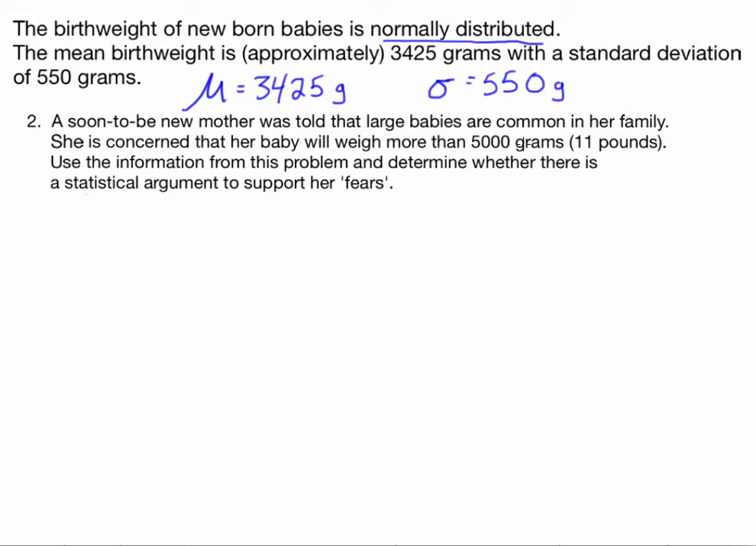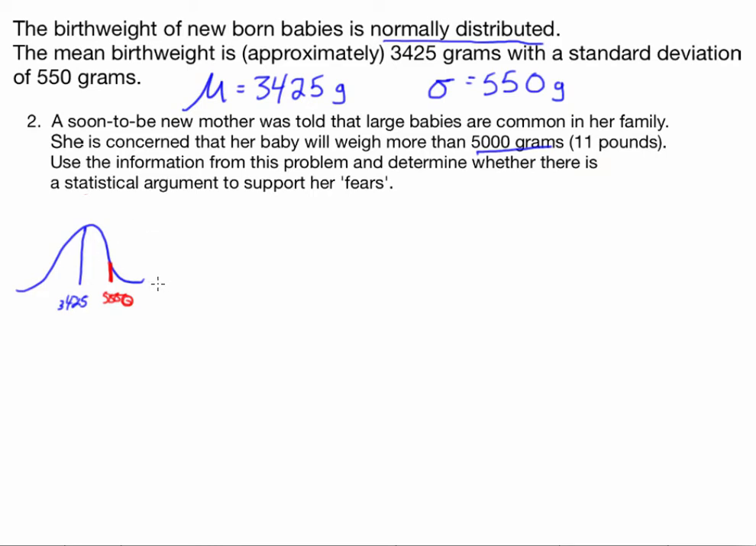So the first thing that I would strongly recommend doing is to refocus your idea on the graph. We know that in this case, 3,425 is the mean. That's the middle of our bell curve. And what we're describing is an observation of 5,000 grams. If I were to label 5,000 on this bell curve, I know that's going to be to the right of the mean. So let's just put 5,000 right here.